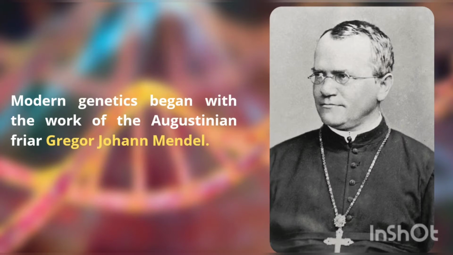He was born in Heizendorf, Moravia in Austria, which is now part of the Czech Republic. In 1844, he joined the Augustinian monastery of St. Thomas at Brünn, Austria, now Brno, the Czech Republic, at the age of 22. Like many of us, he also wondered how traits are transmitted from parents to offspring. He spent 10 years of his life experimenting on garden peas and another 2 years analyzing his results.